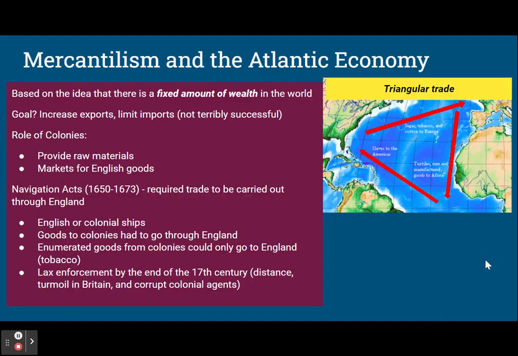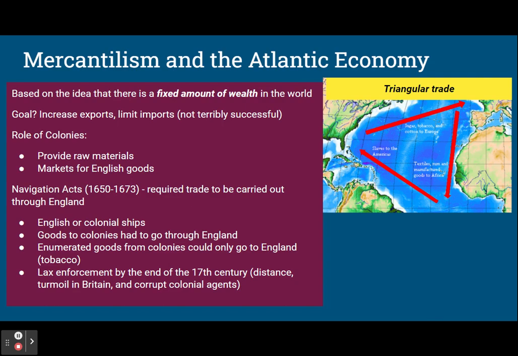To really understand this, we need to understand mercantilism and the Atlantic economy. So mercantilism was a prevailing economic theory in the early modern period, based on the idea that there was a fixed amount of wealth in the world. There was only so much, so you had to fight for that piece of the pie. So this led European states to a particular goal: to increase their supply of gold and silver, to increase the amount of money that they had.